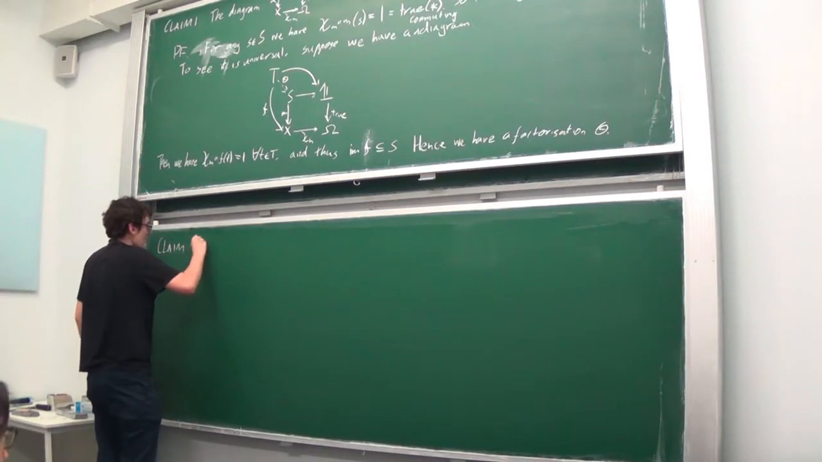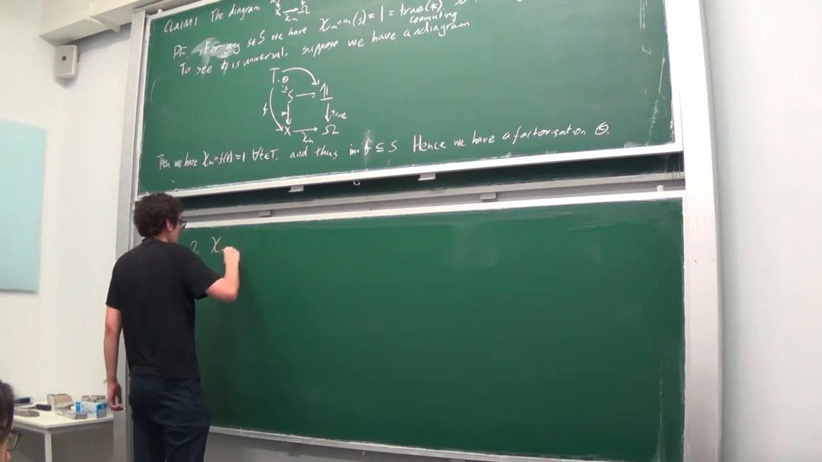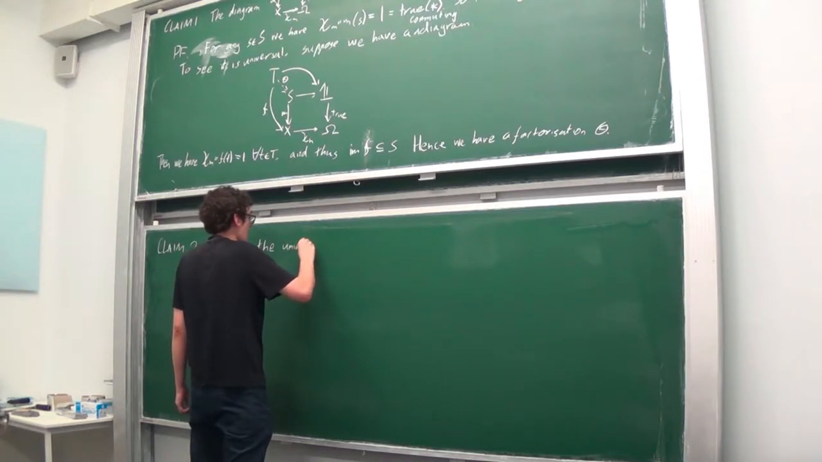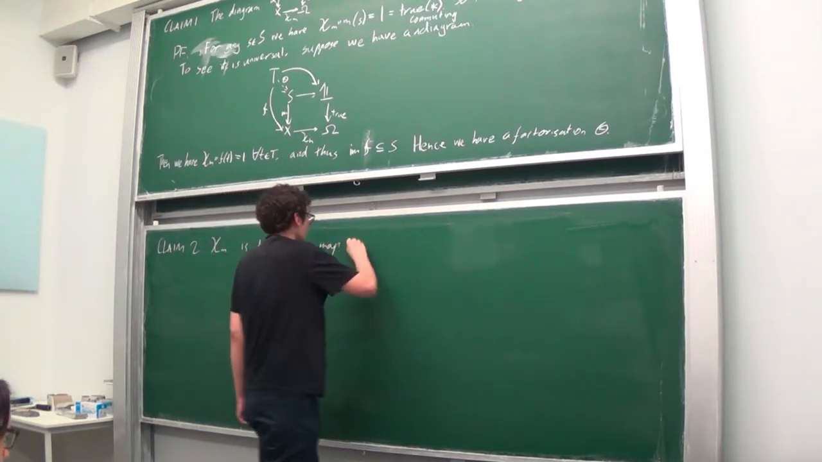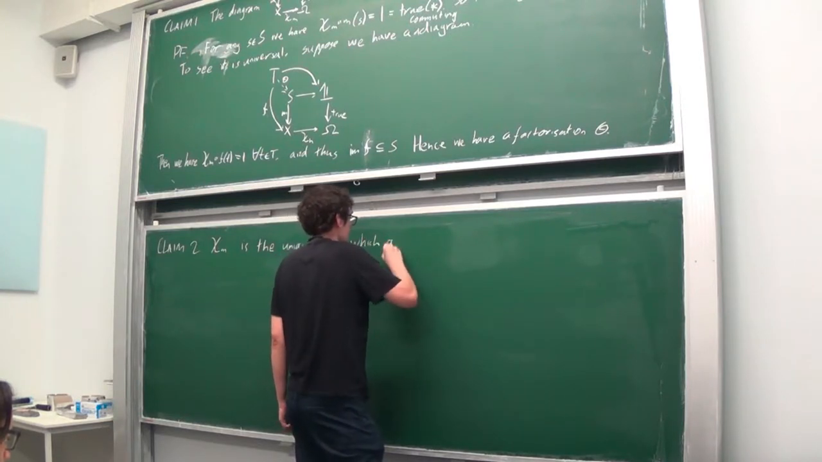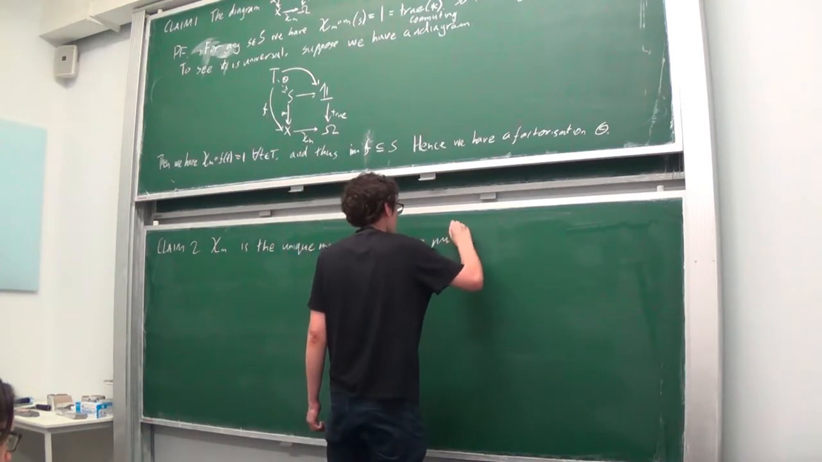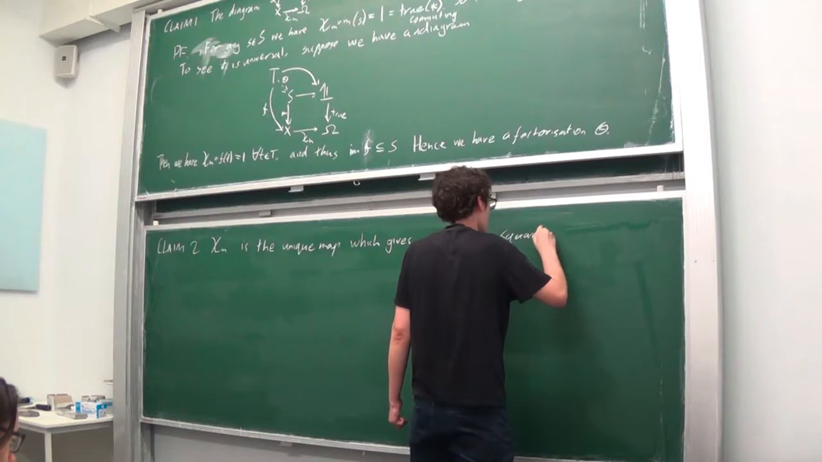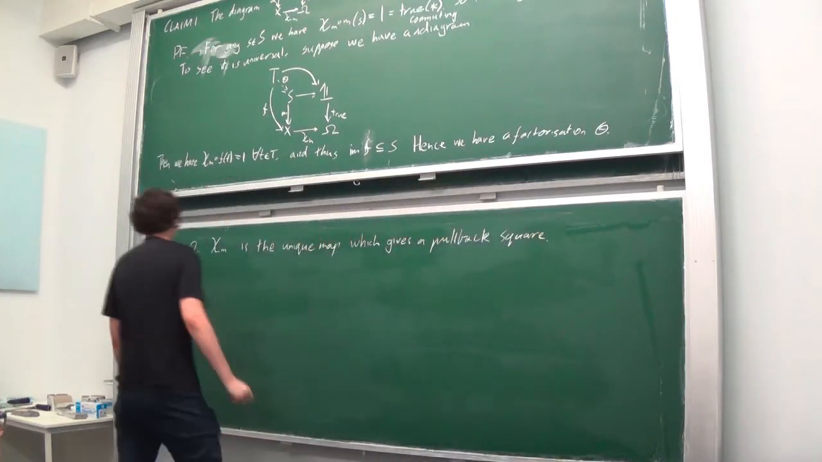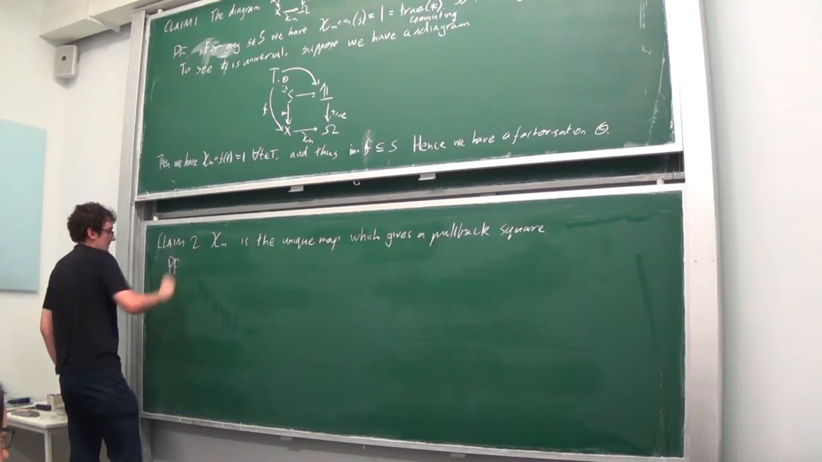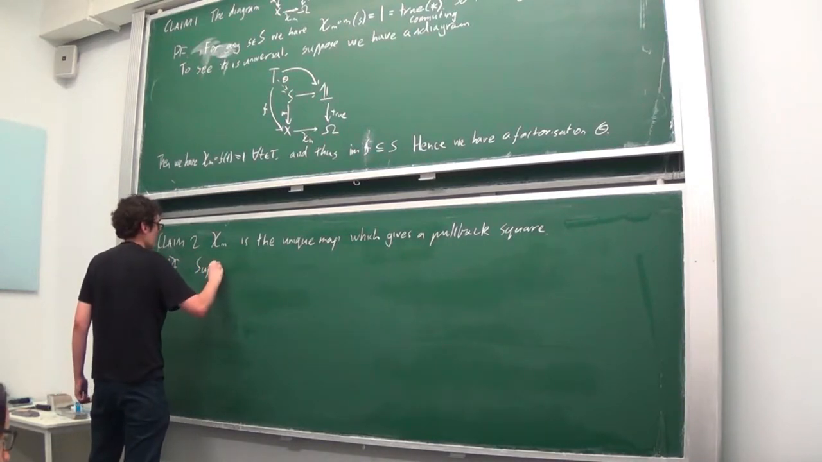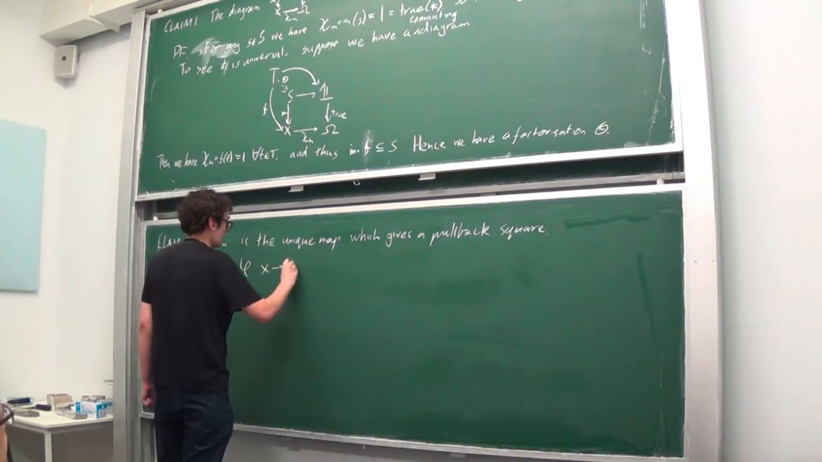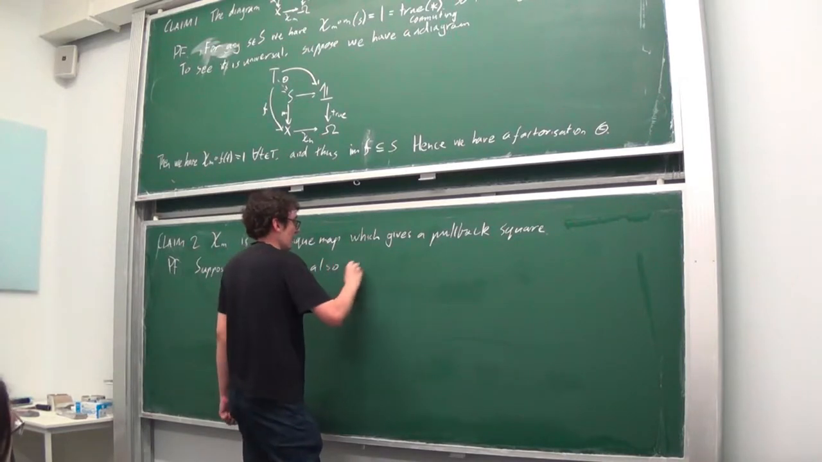Claim 2: chi m is the unique map that makes it a pullback square. So, proof. Suppose phi going from x to omega also gave a pullback square.